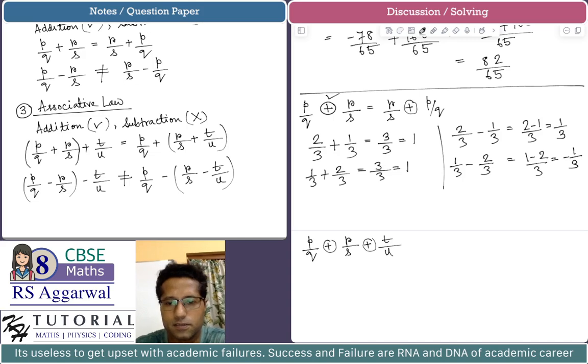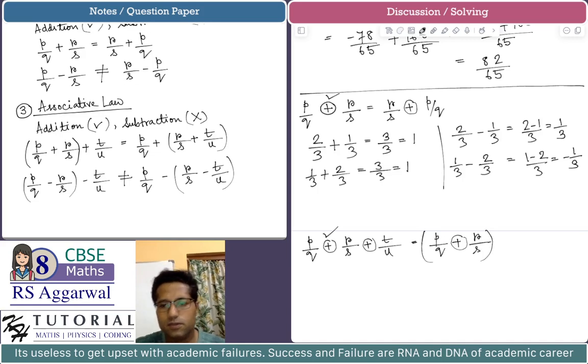It remains the same. That is, if you are computing this expression, where p by q, r by s, and t by u are three rational numbers, and you have to apply this operator on all three of them, you can do it in any order, which means that this will be equal to: you first apply the operator on the first two rational numbers, that is p by q and r by s, and then with this result you apply the operator on the third rational number, that is t by u.